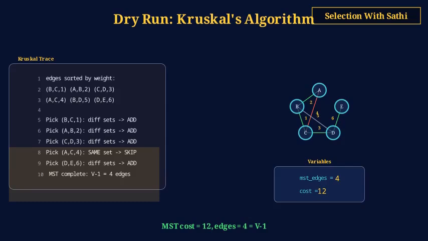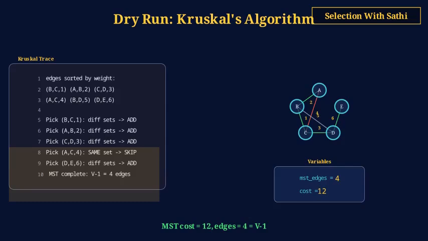No cycle. MST has one edge. Pick B to D with weight 2. Different components, no cycle. MST has 2 edges. Pick B to C with weight 3. B and C are in different components. Add it. 3 edges. Next is A to B with weight 4. But A, B, C are already connected. Adding A to B creates a cycle. Skip. Skip C to D weight 5 too, same reason.